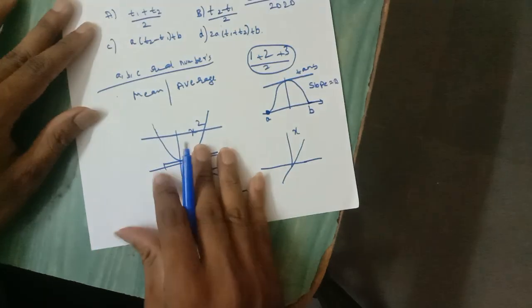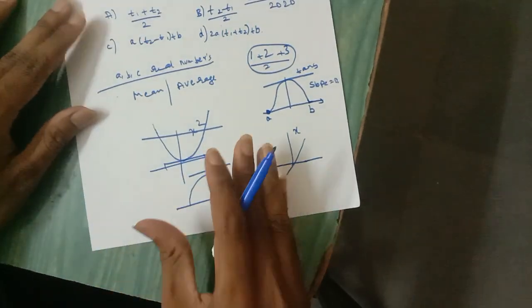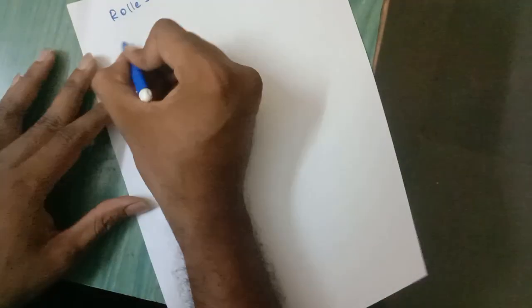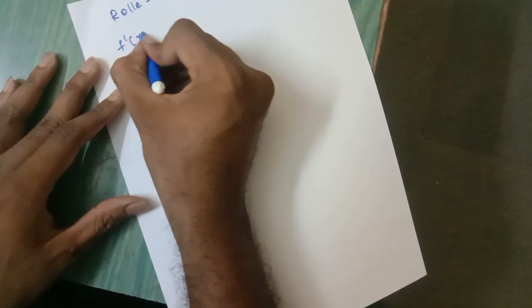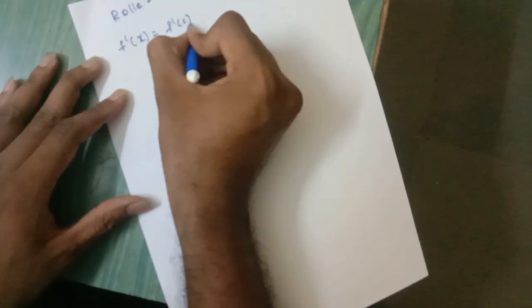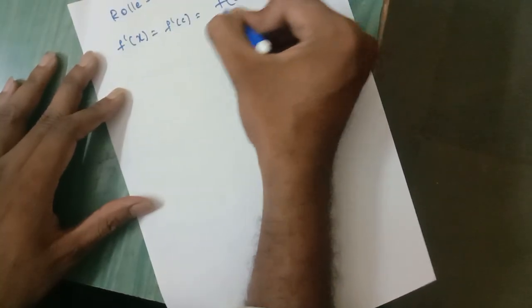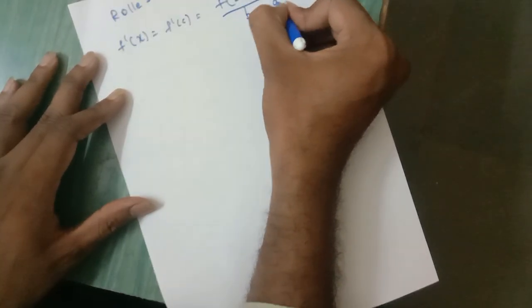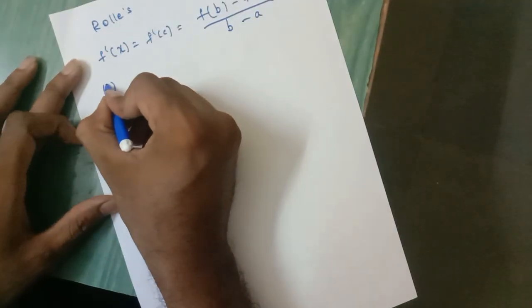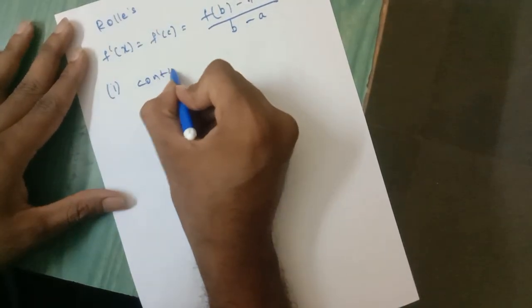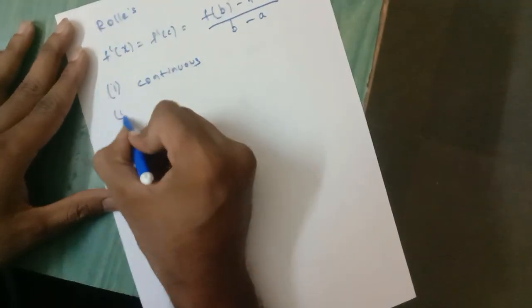To find out this point we have to find the mean value. We cannot apply any mean value, we have to apply Rolle's mean value theorem, where f dash of c is equal to f of b minus f of a divided by b minus a. Suppose for this we should have 3 conditions. First, it should be continuous. It should be differentiable.